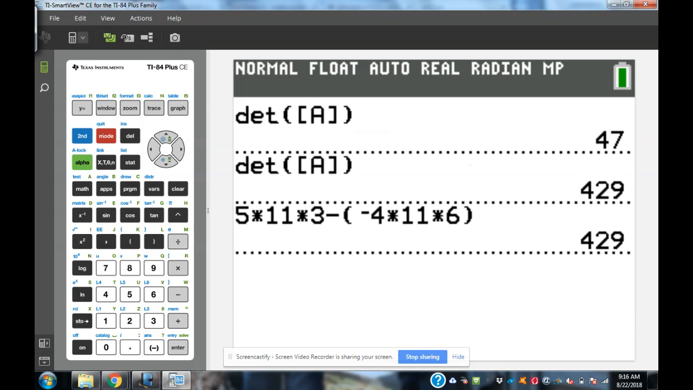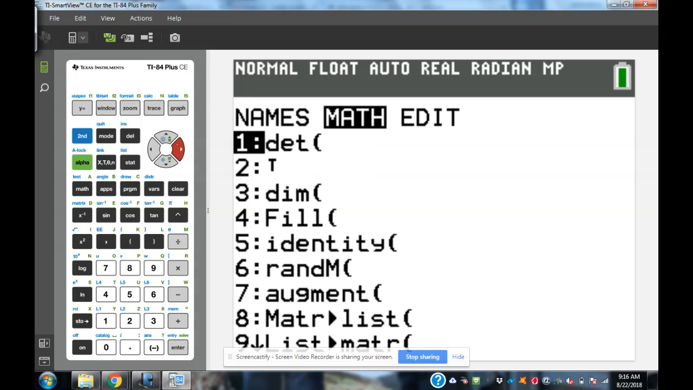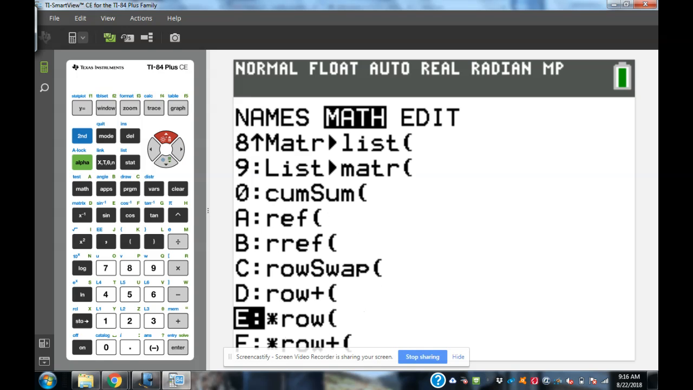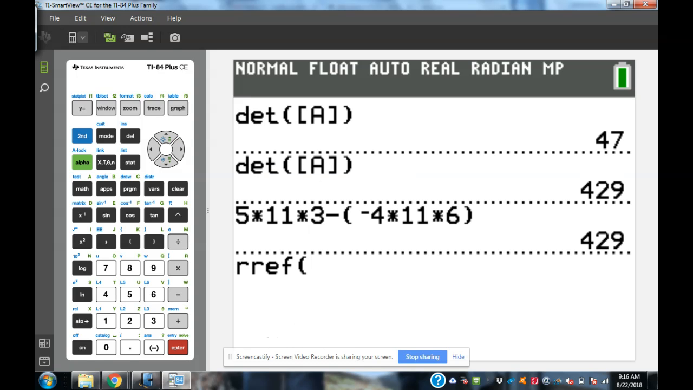All right, now here's where I've got to do some math with that matrix. So I'm going to hit the matrix menu again. I'm going to go over to math. I'm looking for an abbreviation for reduced row echelon form. I'm going to start at the bottom. And now we're here. All right. RREF, reduced row echelon form. Right? That's an abbreviation for that. All the first letters. Reduced row echelon form. I'm going to pick that. And then I'm going to tell it what to do that to.